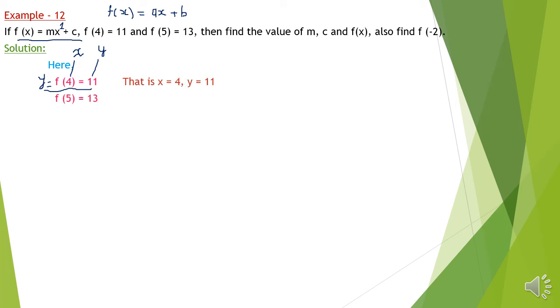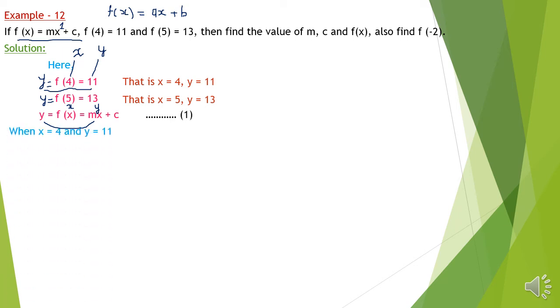Same goes for the other one. This is y is equal to f(x). So this is x and this is y. Our input is 5 and our output is 13. Our pre-image is 5 and our image is 13. So x is equal to 5 and y is equal to 13. This is our function. We have to use y is equal to mx plus c, and that is equation 1. It is needed, so it's written as equation 1.